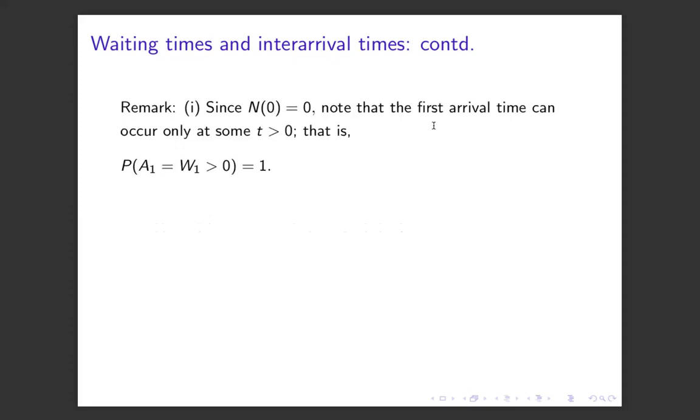Since N0 is 0, note that the first arrival can occur only at some time t greater than 0. Because if W1 happens to be 0, that would contradict this.